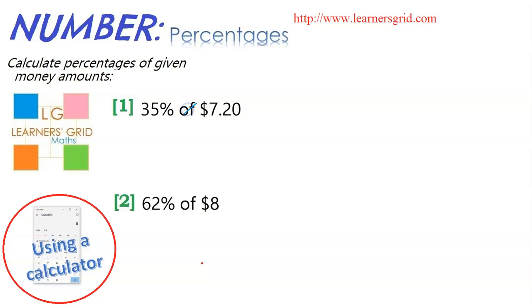The only thing you really need to know for these kinds of problems is that this word here, of, really means to multiply. And the same goes for this one down here. It really means multiply. So it's kind of like this, 35% multiplied by $7.20.